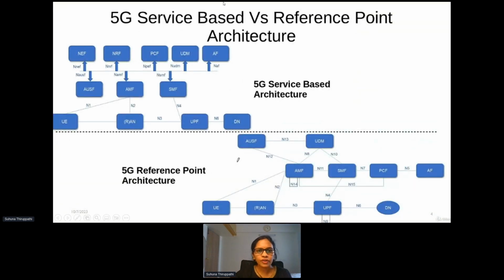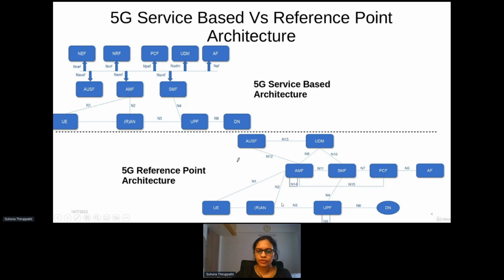Let me get into the 5G architecture and reference point architecture. We have the 5G service-based architecture and the reference point architecture, where we have user equipment. This is the radio access network. This part belongs to the core network.